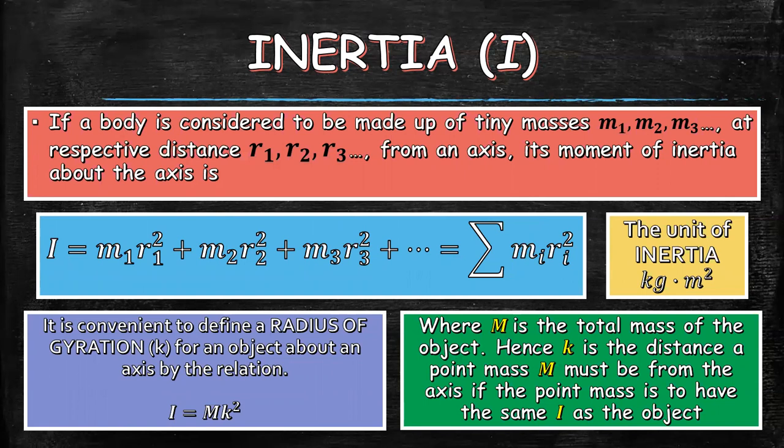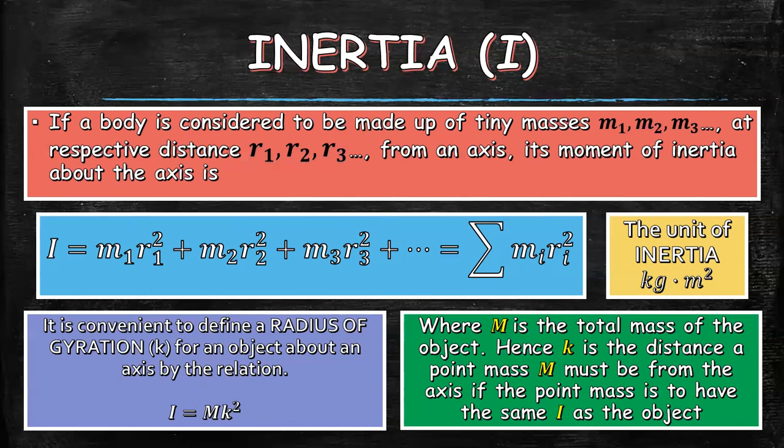Okay? Since we're talking about a collection of masses on a system, okay? So, we have to get the center of mass of that specific system. Okay? And nag-iiba din yung radius ng center of mass na yon. So, it is convenient to define that radius into the radius of gyration K for an object about an axis by the relation I is equals to MK squared. So, yung r dito, pinalitan lang natin ng k kasi we're talking about the total capital letter M or the total mass of that object. So, hence, k is the distance of that point mass, okay, center of mass must be from the axis of the point mass and is have to have the same I as our objects. Okay, so that is the equation we're going to use for inertia.